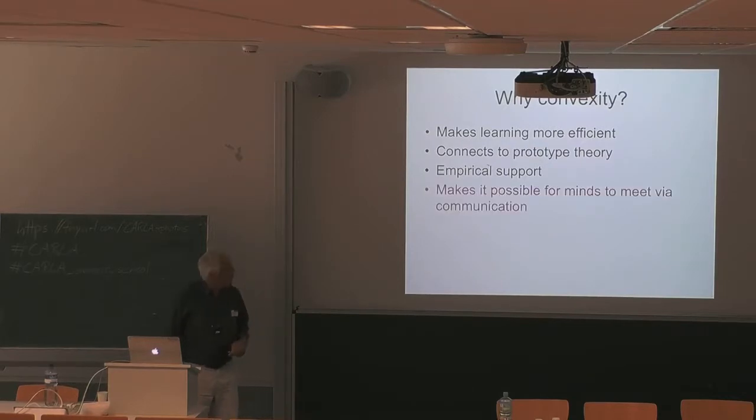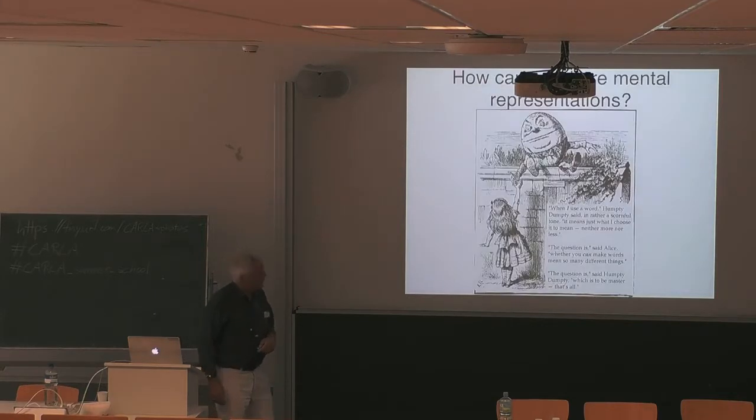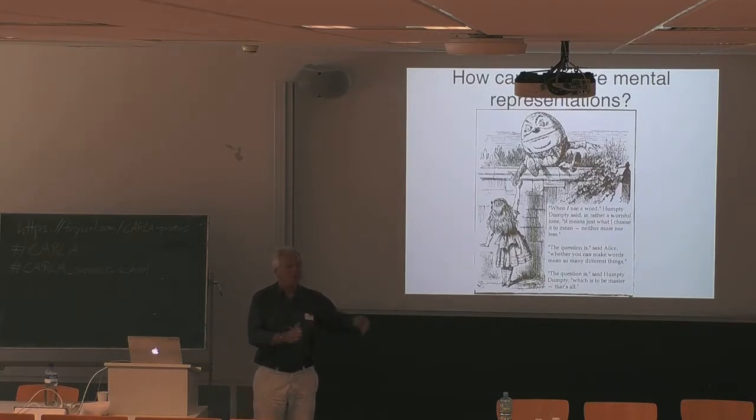But now I want to talk more about how we can make minds meet. And actually convexity plays a role here. And I'm getting back to this problem here. How can we share mental representations? And the famous case is Humpty Dumpty, who says that whenever I use a word, it means just what I choose it to mean, nothing more, nothing less. And then Alice protests, and the question is whether you can make words mean that many things.